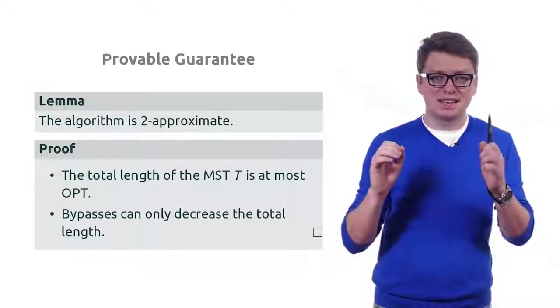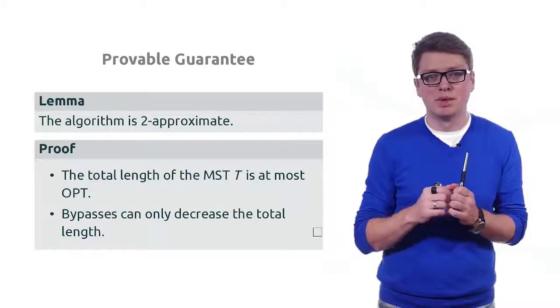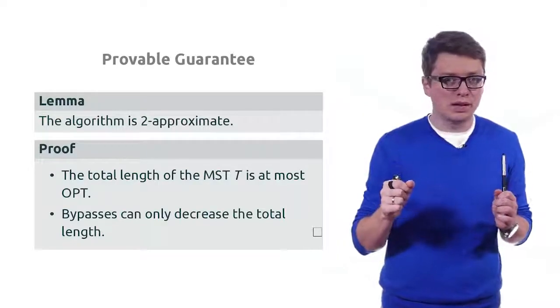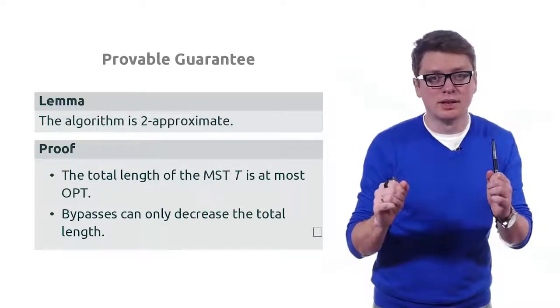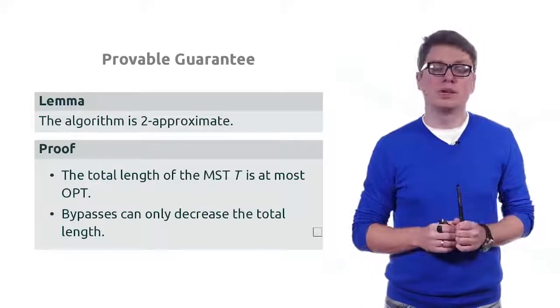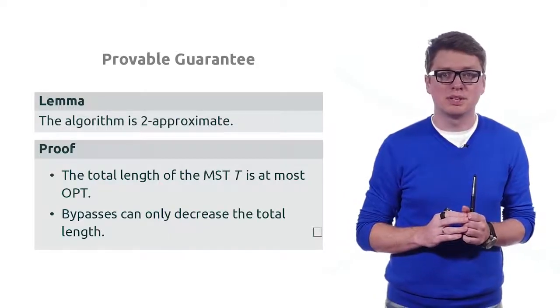And at the last stage of our algorithm, we do some bypasses of our cycle. And since our instance is metric, we can only shorten the length of our cycle at this point. Which finally proves that this algorithm is 2-approximate.